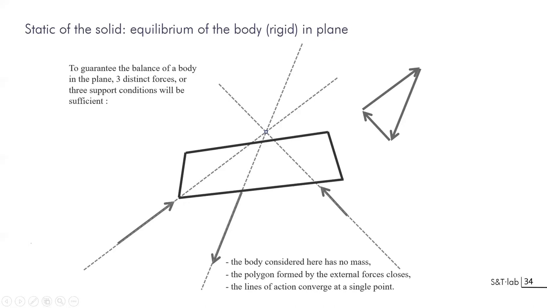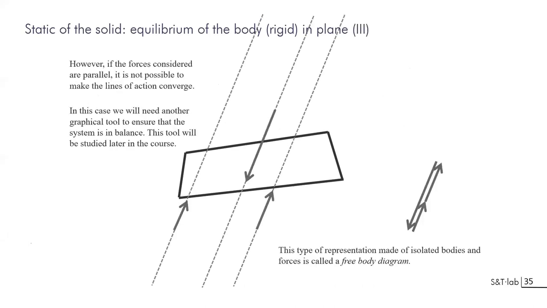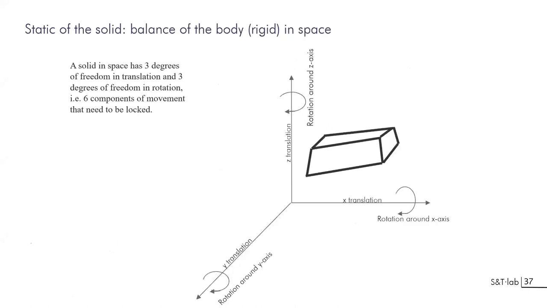When you have a system of parallel forces, things are slightly different. You can show that this is a closed polygon. Actually, I'm supposed to represent them here, but you cannot see anything, so I will use this method. And to demonstrate the equilibrium, you will need another tool, which will be the funicular polygon.